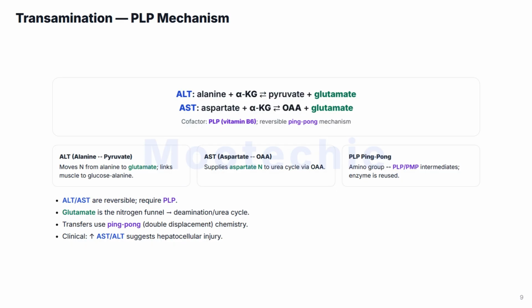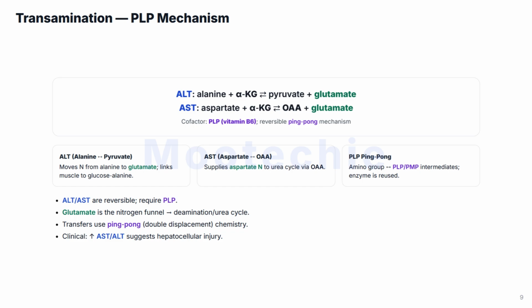The key reactions are: ALT, or alanine transaminase, converts alanine and alpha-ketoglutarate to pyruvate and glutamate. AST, or aspartate transaminase, converts aspartate and alpha-ketoglutarate to oxaloacetate and glutamate. Their cofactor is PLP, pyridoxal phosphate, a derivative of vitamin B6. They operate via a reversible ping-pong, or double displacement, mechanism.